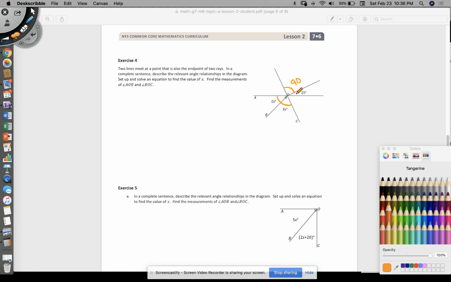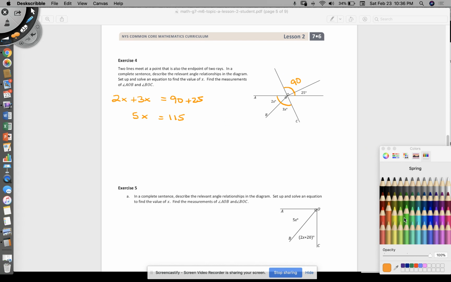If I add those two together, then I have a vertical angle here if I included that 25 also. So if I can figure out what these two angles add up to, then I can set it equal to these two. That's what we're going to set up. We're going to say 2x plus 3x is the same as 90 plus 25. So 2x plus 3x gives me 5x, which equals 115, adding those two together.